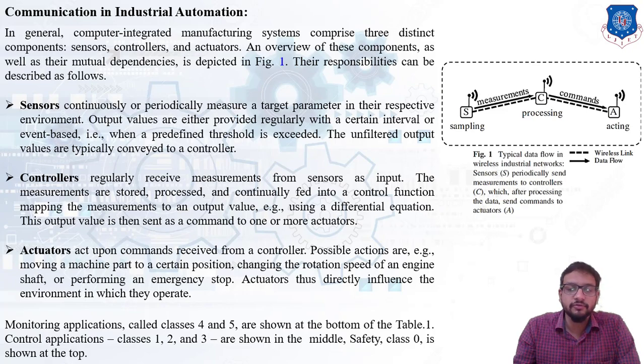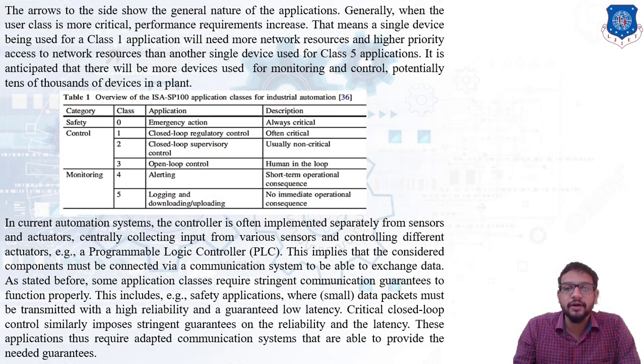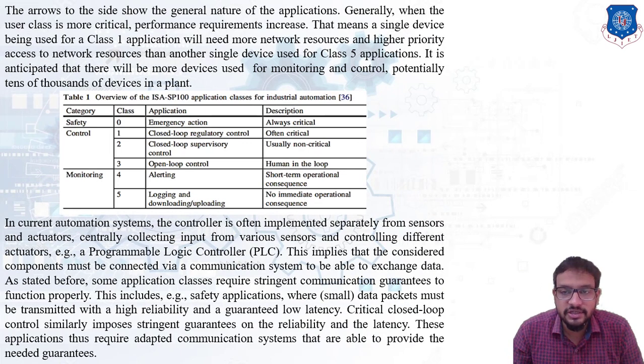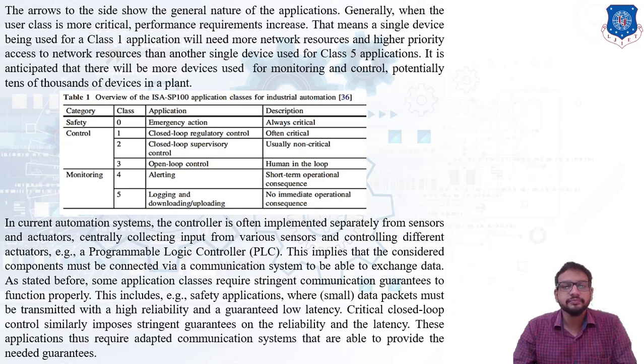So let's see the table of these 6 different applications defined by ISA. You can clearly see the overview; the table has been shown. The first column is the category, the second column is the class, the third is the application, and the fourth is the description. First is the safety category, which is class 0. The application of this category is emergency action which has to be taken. Obviously, whenever emergency action has to be taken, the condition will be very critical, so this action will always be a critical action.